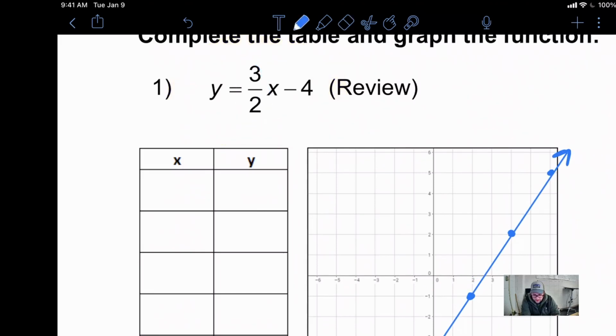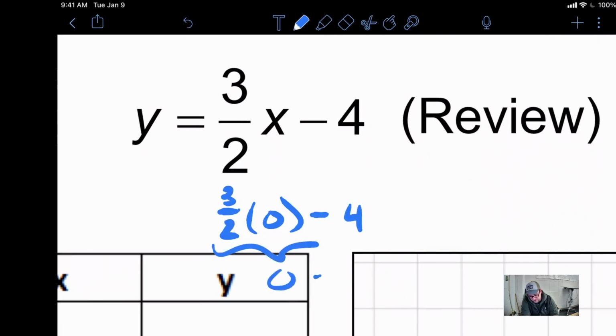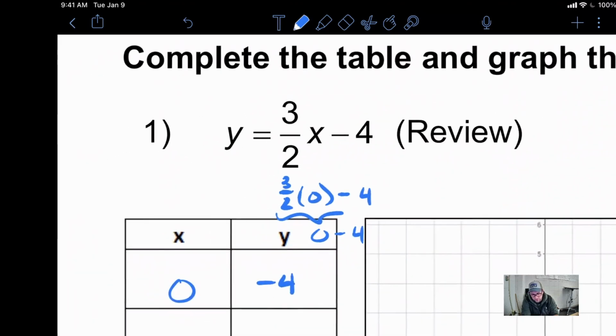So if I wanted to do this, you could pick whichever points you want, but normally you pick points in a variety of places. But let's just pick 0 to start. If you take x equals 0 and you plug it in, it will generate the y value that goes with that x value. So 3/2 times 0 minus 4. Anything times 0 is 0. 0 take away 4 is -4. So we know the y value that goes with 0 is -4.